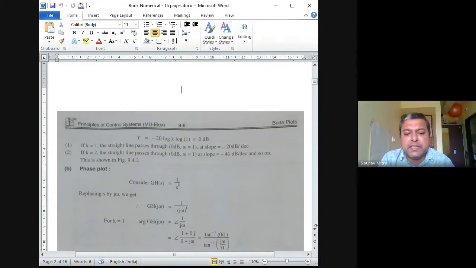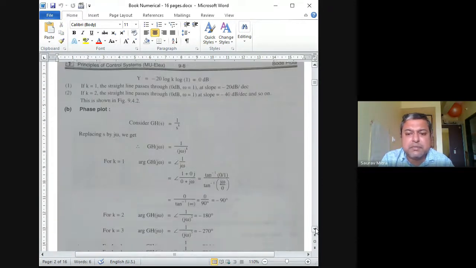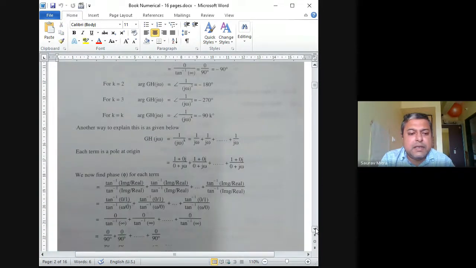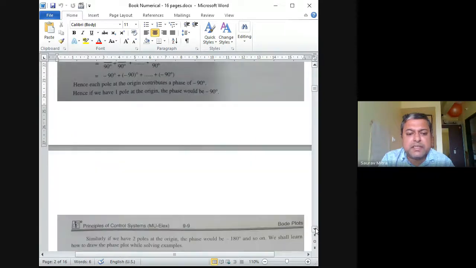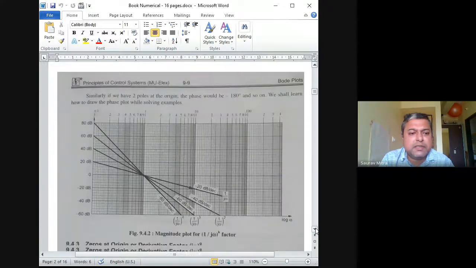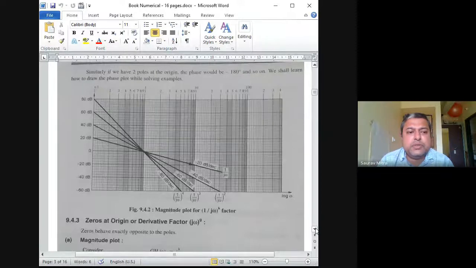So there is nothing difficult in this. I'm still in the basics. I'm still doing the basics, all the new things, basic things, whatever is required to plot the graph. So this graph is also known to you.